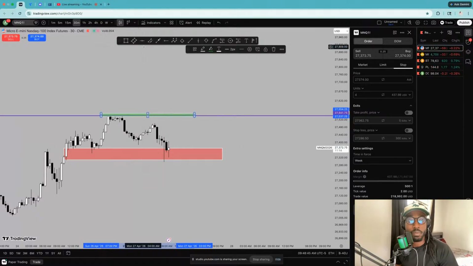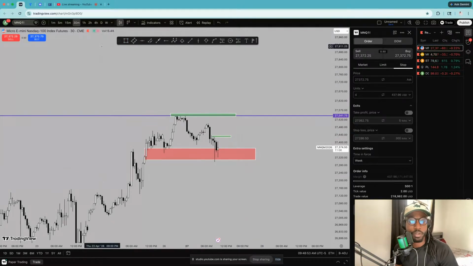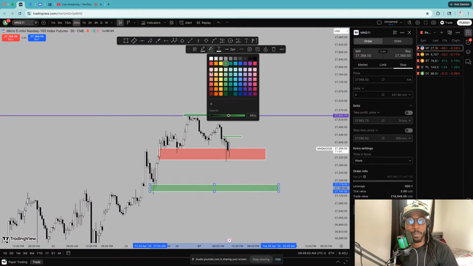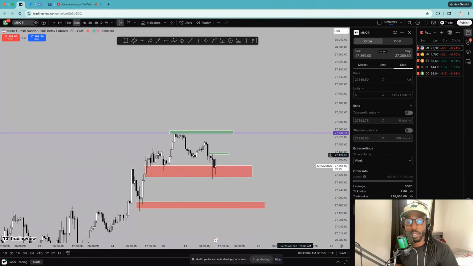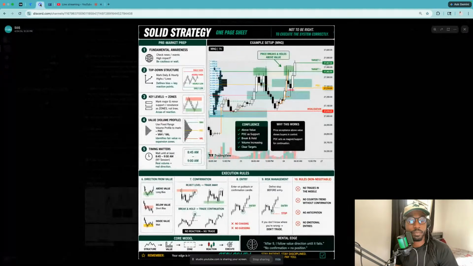So we're going to mark up some resistances. As you can see here, got that as a minor resistance. We can even mark this here as a minor support. Now that we have those marked up, we're going to move on to our next steps.